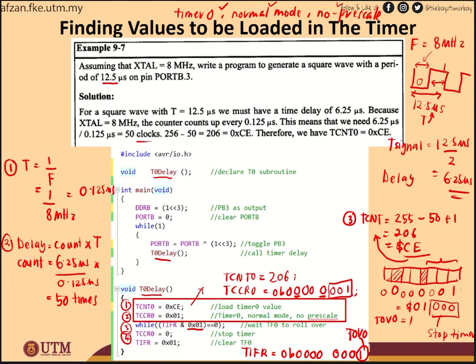So this is how you're going to write a program for your timer 0 by using normal mode with no prescale method. What you need to do is find your TCNT, do the calculation. After you do the calculation, then you follow the steps on how to program your timer 0 by using normal mode and no prescale. So you just follow the steps that I gave you earlier.